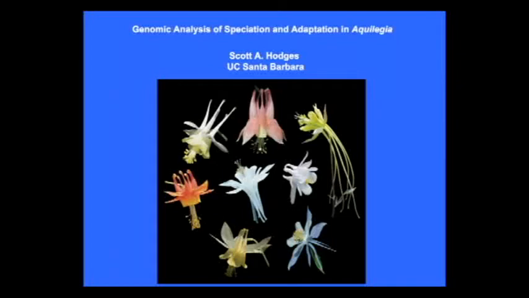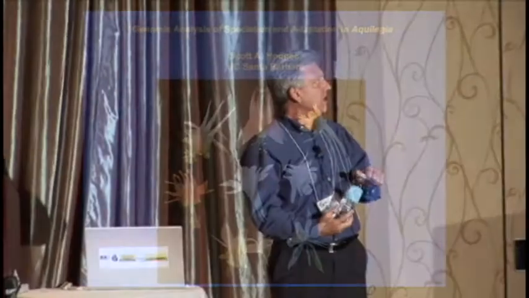So I want to talk to you today about genomic analysis of speciation and adaptation in Aquilegia. Like Dan said, we've been working on Aquilegia. I've been working on it for almost 20 years now, since my postdoc days. And we were really fortunate to convince and collaborate with JGI to get a genome sequence. So I'll be talking a little bit about that today as well.